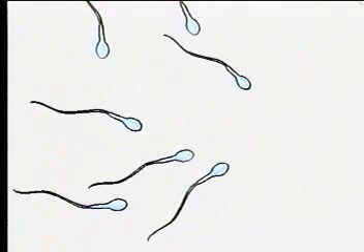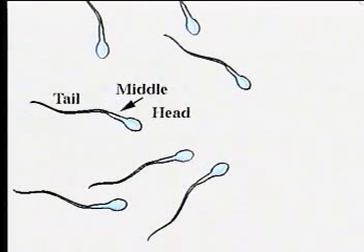There are 3 parts to each sperm cell. The head contains the nucleus, or control center of the cell. The middle section provides energy, and the tail moves the sperm along by swishing back and forth.